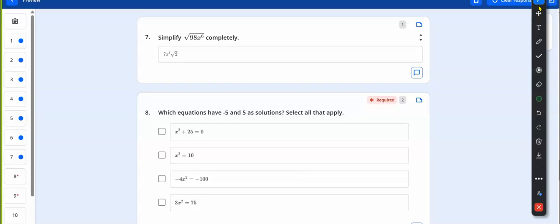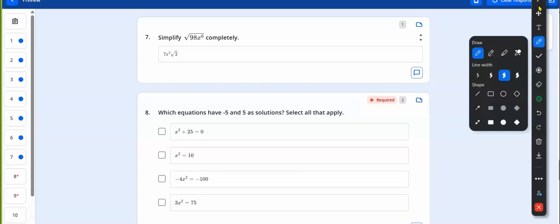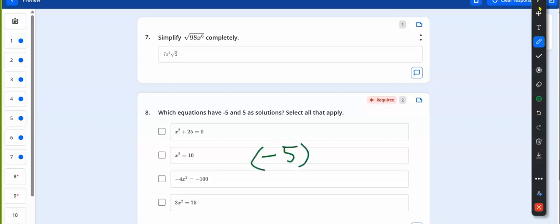If I plug in -5 or +5 and square them, do I get 10? If I square that, do I get 10? No. Okay, so that can't be an answer.